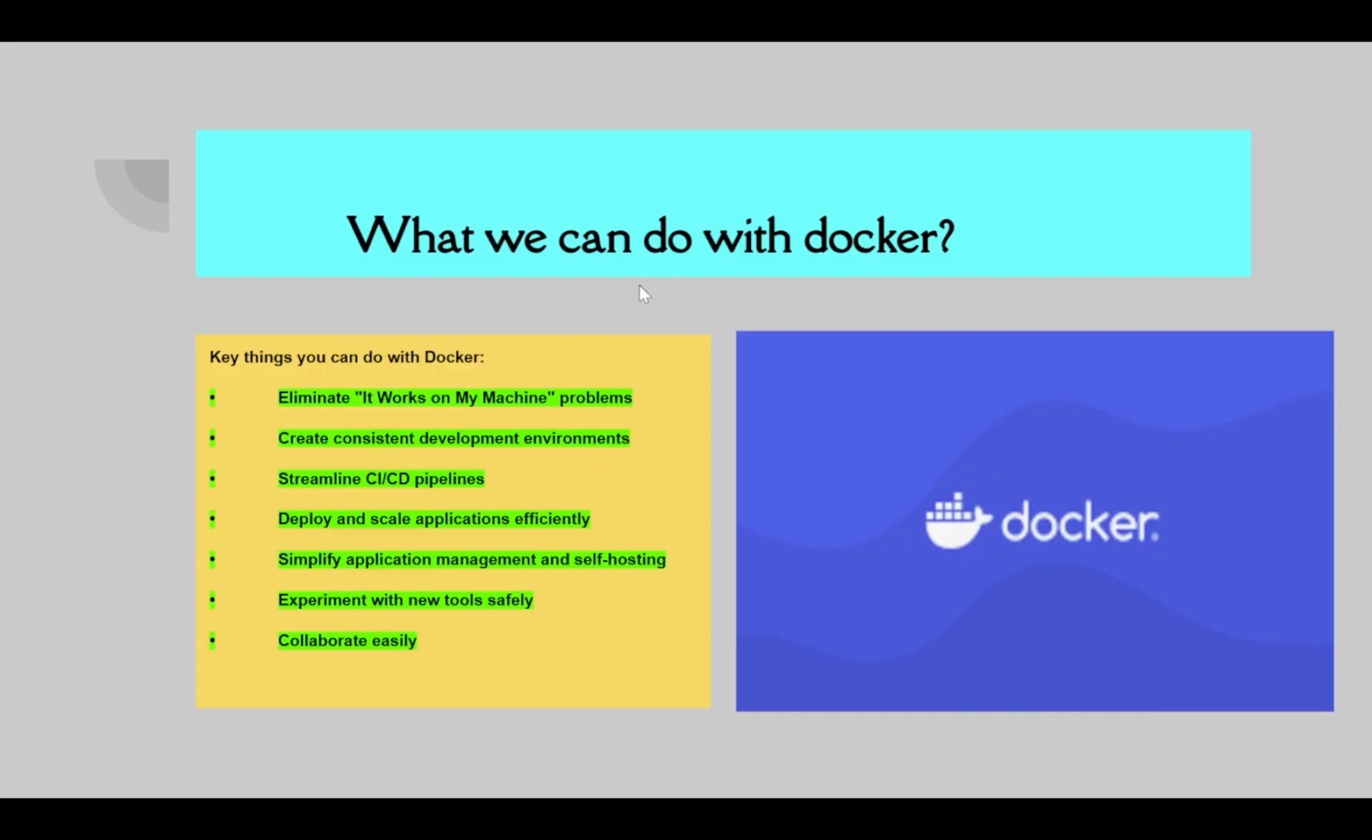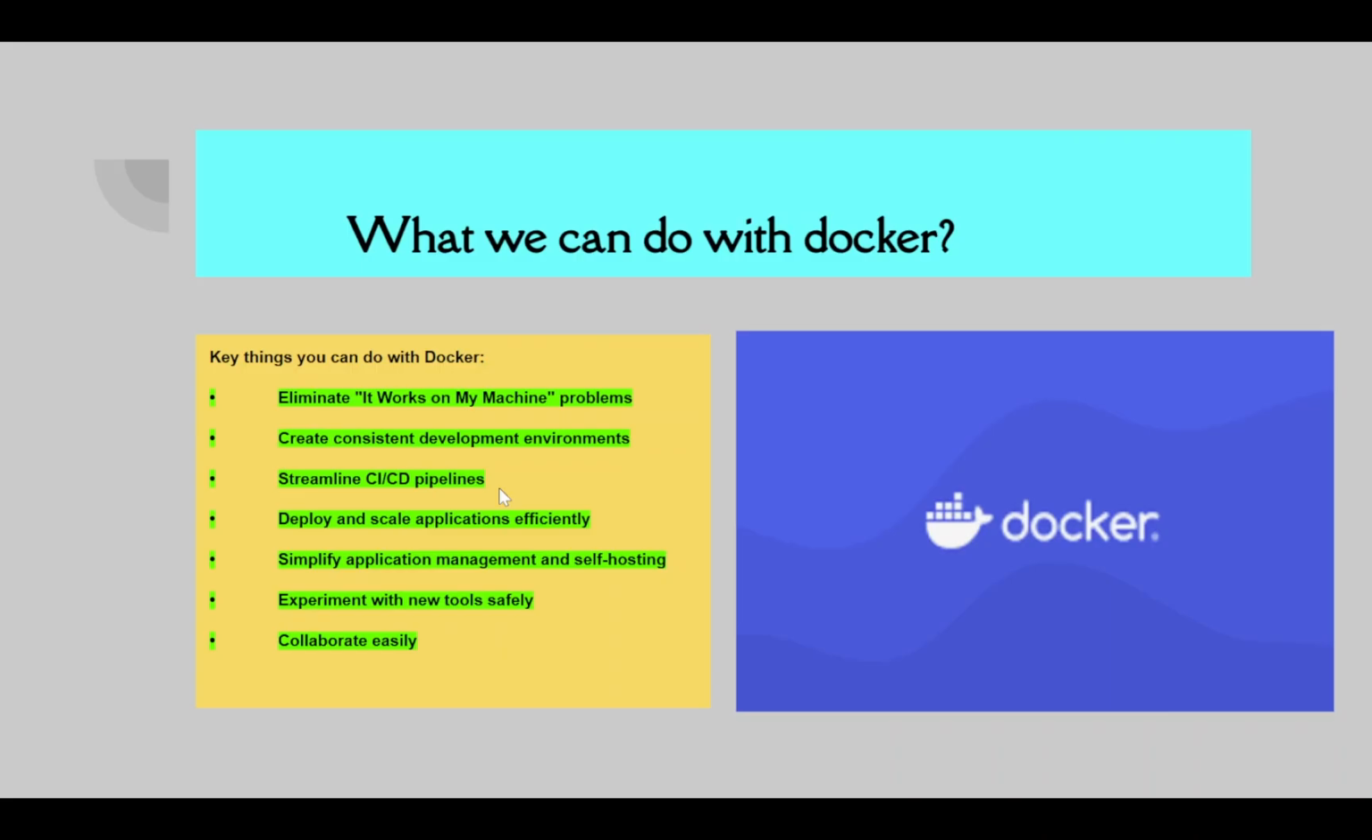So, more bulleted points: key things you can do with Docker. Eliminate the "works on my machine" problem. Earlier, you were working in a traditional deployment mechanism, so most of the time the developers and the deployment team got into conflicts. And when they come, the developer says, it works on my machine.